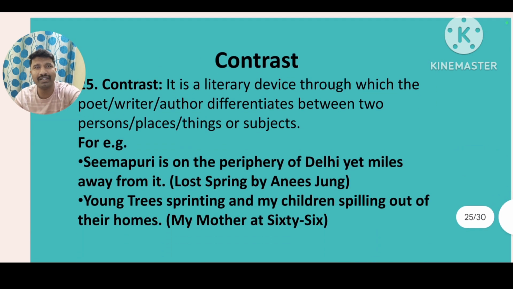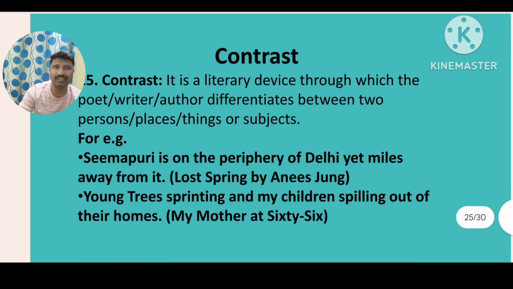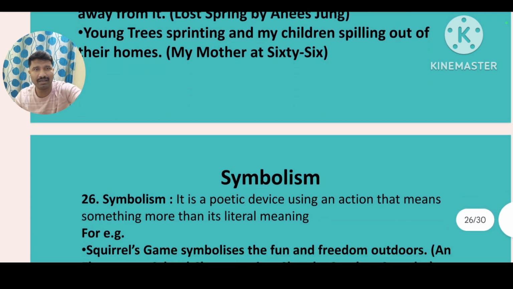Okay, see, one more very important: contrast. It is a literary device through which the poet or writer or author differentiates between two persons or two places or two things or subjects. Example: Seemapuri is on the periphery of Delhi, yet miles away from it. Young trees sprinting and my children spilling out of their homes. So that is one more example.